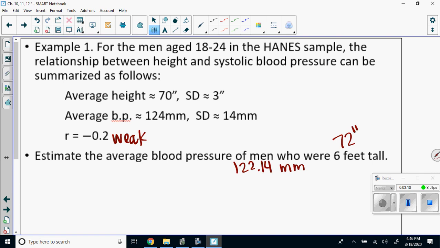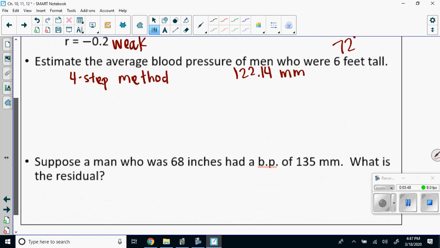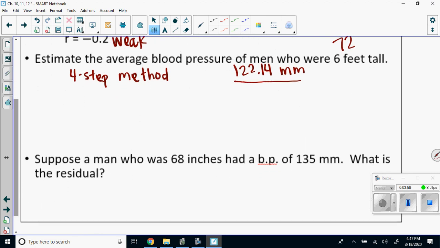Again, to get there, I used the 4-step method. I said that backwards. Find the z-score for x, multiply it by r, that becomes the z-score for y, then change that to standard deviations, change that to raw numbers, and add it to the average. Hopefully that makes sense. So this is what we predicted when we did that in chapter 10 notes.